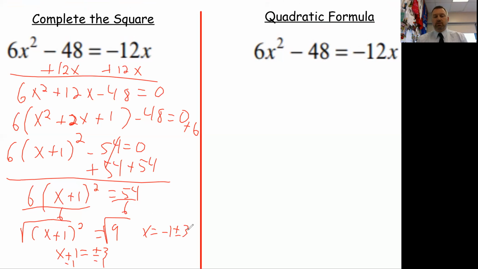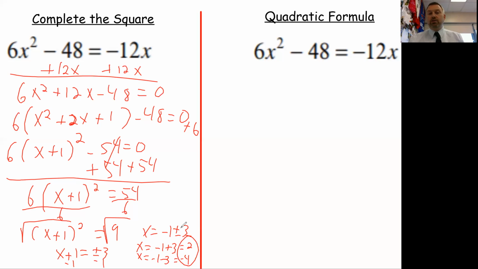So this may look like one answer, but there's clearly 2 solutions here, 2 roots, 2 zeros. You need to do x equals negative 1 plus 3 and x equals negative 1 minus 3. This is 2, and this is negative 4. So there's your zeros, okay? And that's doing it by completing the square.